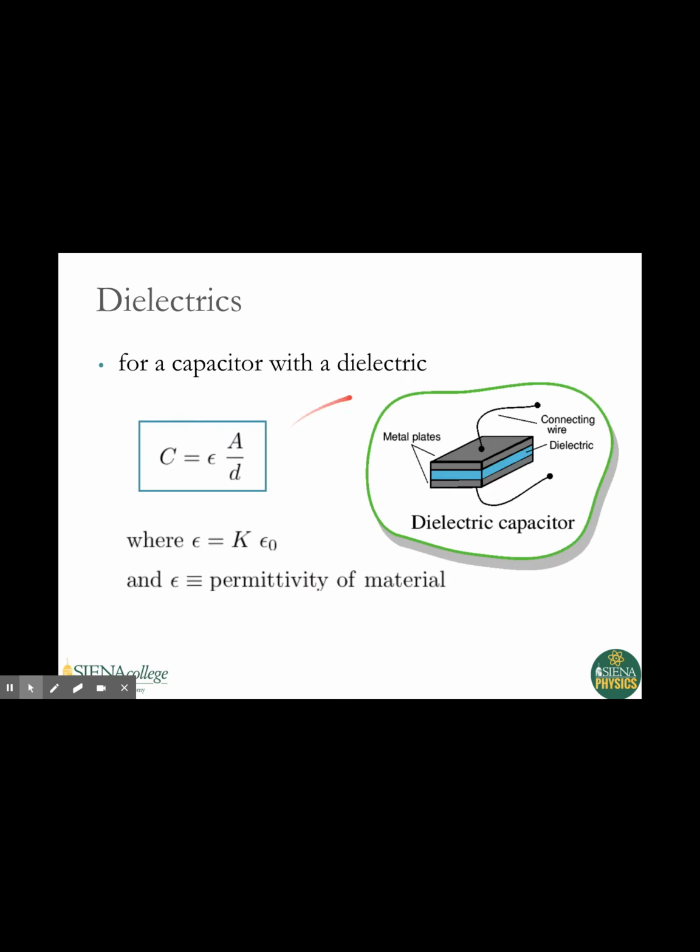So for a capacitor with a dielectric, the capacitance becomes epsilon A over D. And this epsilon is just K, the dielectric constant, times epsilon naught, the permittivity of free space. Epsilon is called the permittivity of the material. So when we just have epsilon naught, we don't have a dielectric material in the capacitor, and we almost never don't have an insulator. So our capacitance is just epsilon times A over D. And you can see here just another example. So this is my connecting wire that's going to go to, say, a battery or power supply. And this is maybe the negative side, my two plates, and then my dielectric.